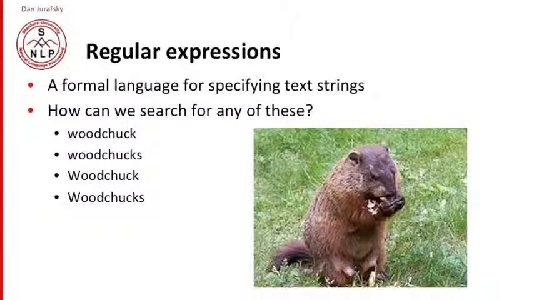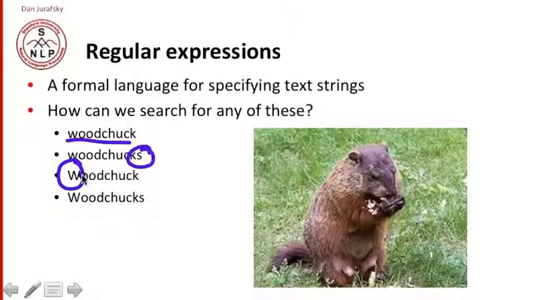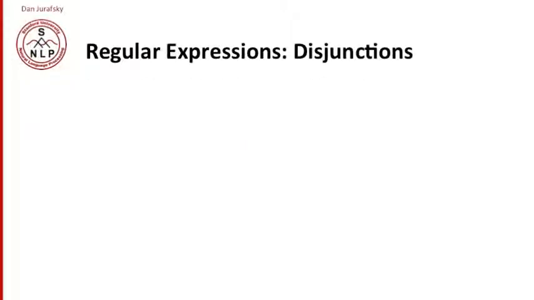Woodchucks can be expressed in a number of ways. We could have a singular woodchuck, we could have the plural S at the end, we could have a capital letter at the beginning or a lowercase, and any combination of these. So we're going to need tools to deal with this problem. The simplest fundamental tool in a regular expression is the disjunction.